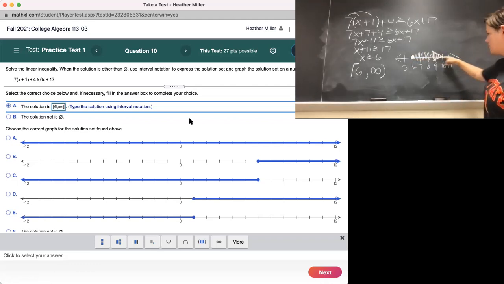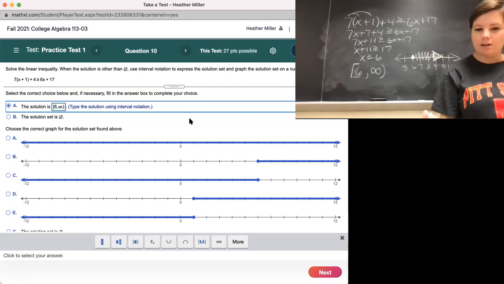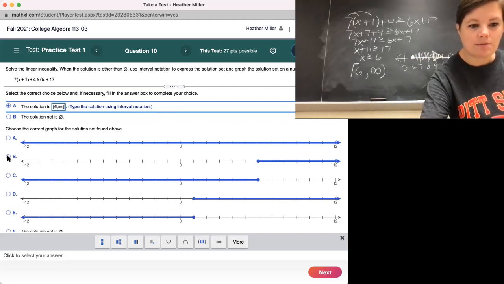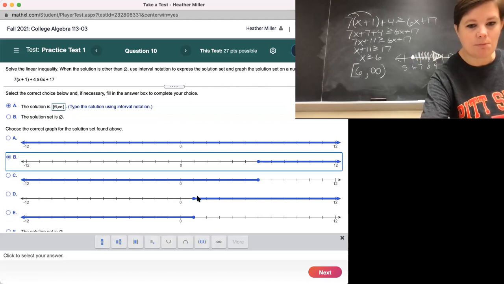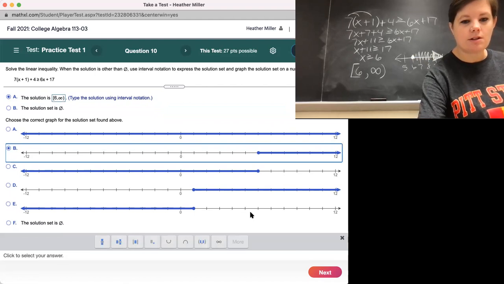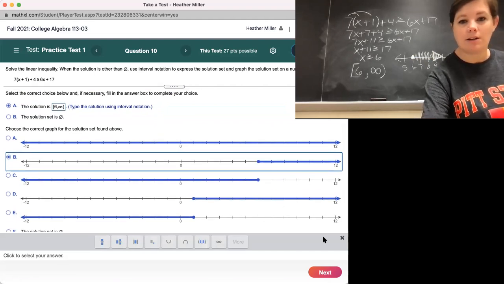Filled in circle at 6, going towards the positive side, which if we look down here at our graphs, the only ones going towards the positive side are B and D. But which one is at positive 6? It is B. The other one is at positive 1. And then there was another option for the solution set is 0, or empty, but we found that it's not empty.